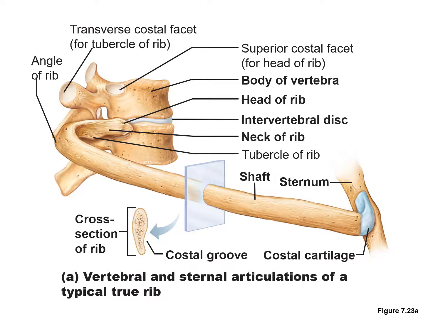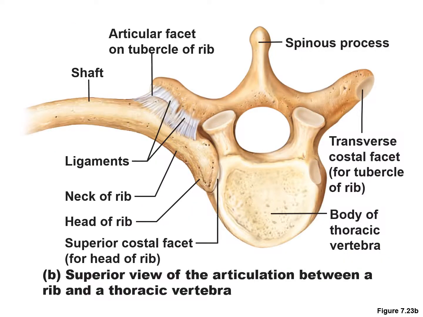Here we have the head of the rib, the neck of the rib, and then the tubercle of the rib. And then looking at a superior view, we have the body of one of our thoracic vertebrae. We have the articular facet on the tubercle of the rib here. So this would be the tubercle.